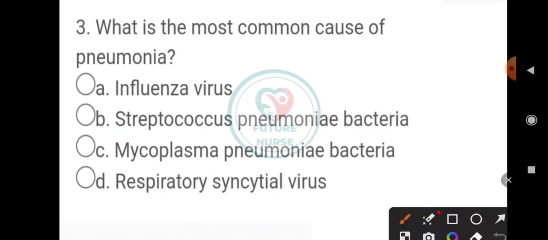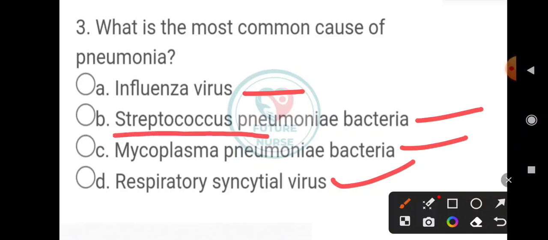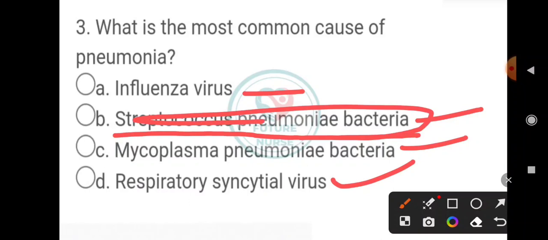What is the most common cause of pneumonia? Influenza virus, Streptococcus pneumonia bacteria, Mycoplasma pneumonia bacteria, respiratory syncytial virus. So the correct answer is Streptococcus pneumonia bacteria. So Streptococcus pneumonia bacteria is the most common cause of pneumonia.